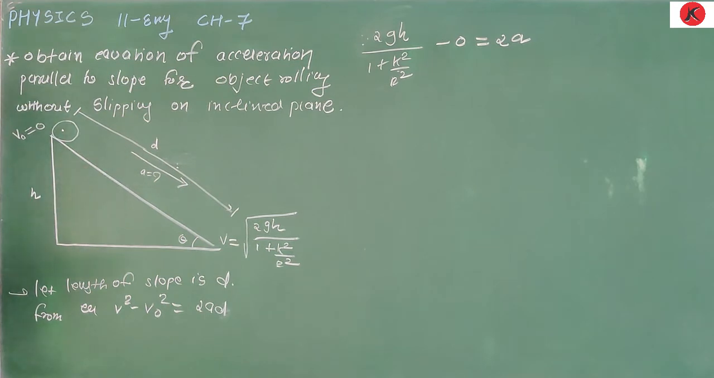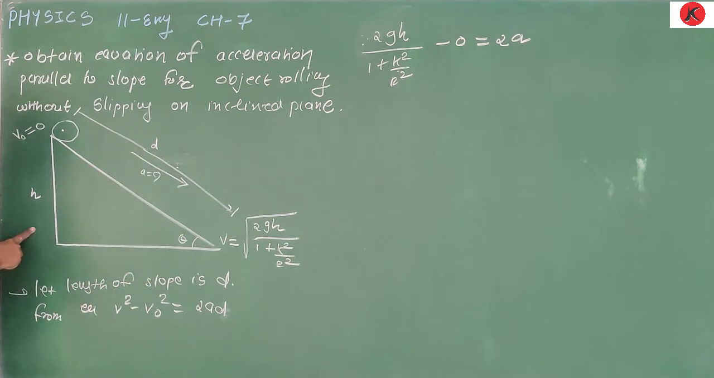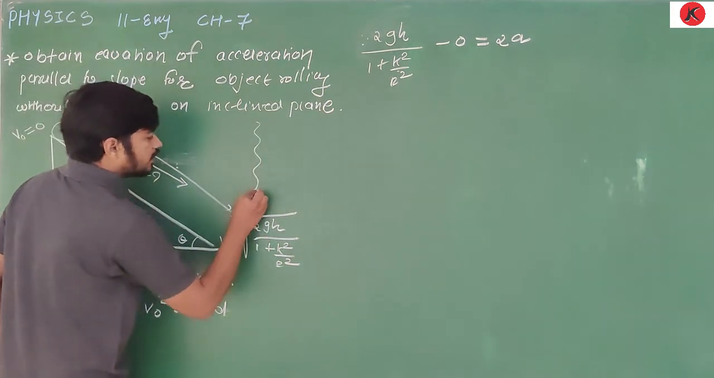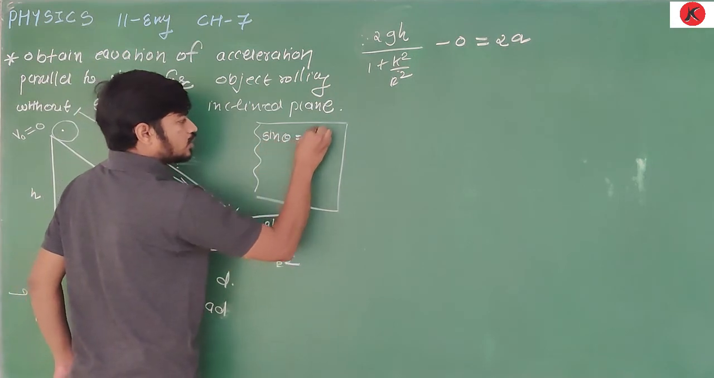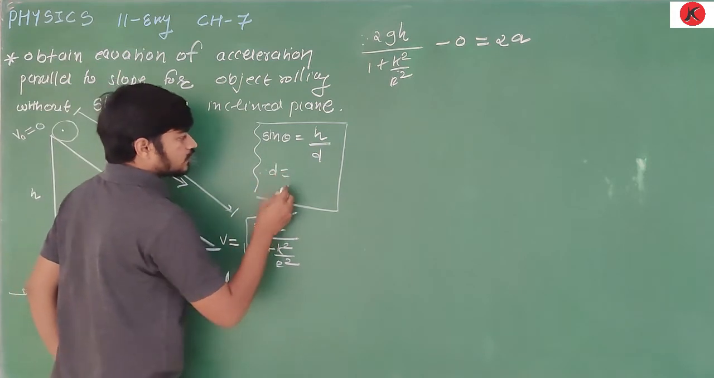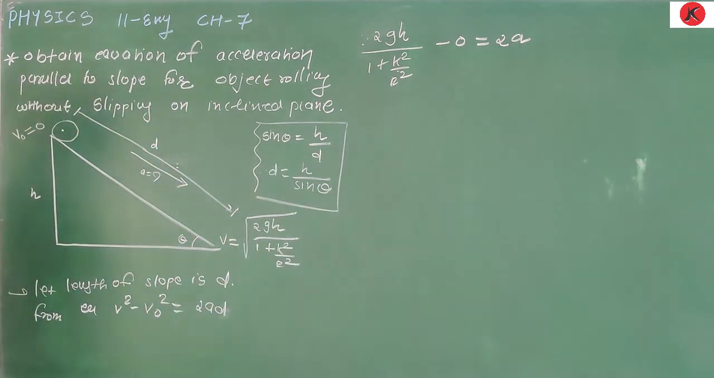Now see the triangle. Here it is theta angle, H and d. This H is the opposite side of the angle, and d is the hypotenuse. For the opposite side and hypotenuse, which trigonometric function do you have to consider? Yes, sine theta. Sine theta is equal to opposite side upon hypotenuse. So what is d? D is equal to H upon sine theta.